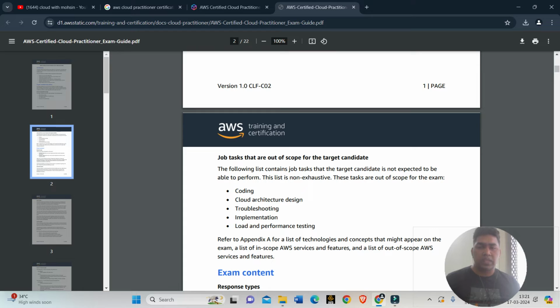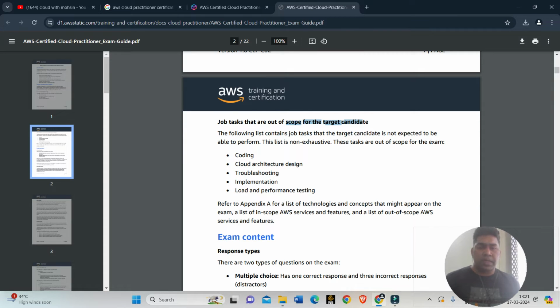Then, job tasks that are out of scope for the target candidate. It means once you have completed it and are cloud practitioner certified, it's not expected that you will perform coding, cloud architecture design, troubleshooting, or implementation of load and performance testing. So it's not expected out of this exam. If you want to work in these areas, as you start your cloud journey and go ahead, there are associate, architect, and professional level exams. So you can consider those.